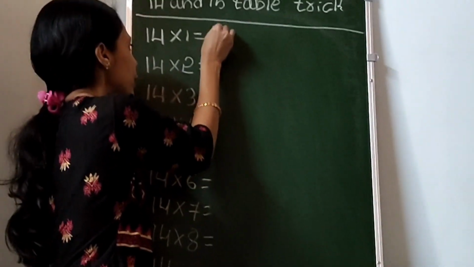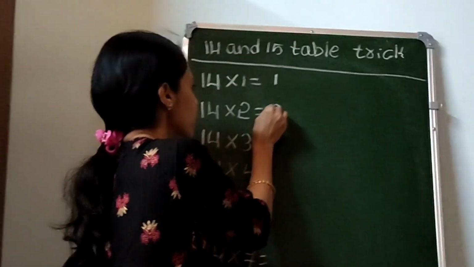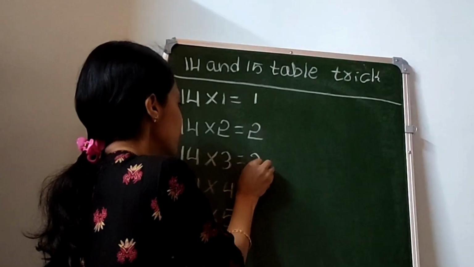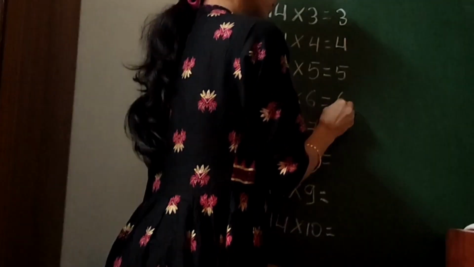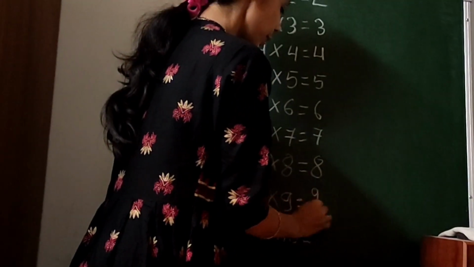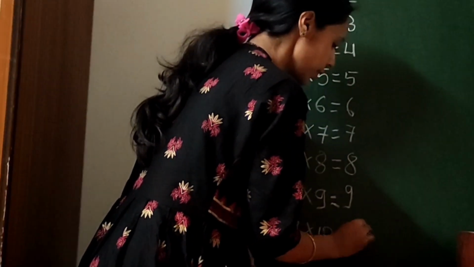First column we write the 1 table: 1 1 ja 1, 1 2 ja 2, 1 3 ja 3, 1 4 ja 4, 1 5 ja 5, 1 6 ja 6, 1 7 ja 7, 1 8 ja 8, 1 9 ja 9, 1 10 ja 10.